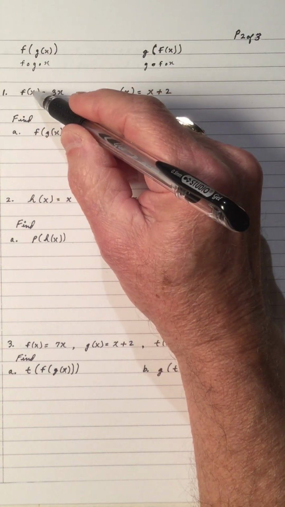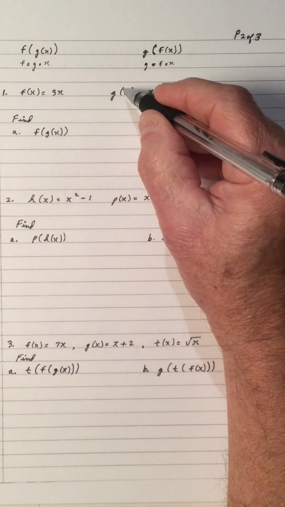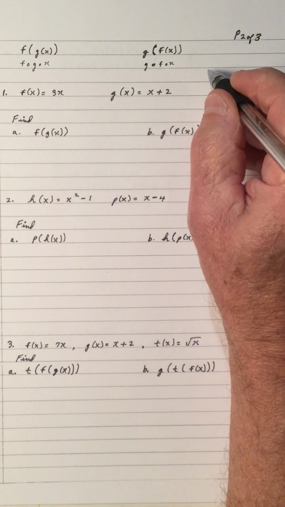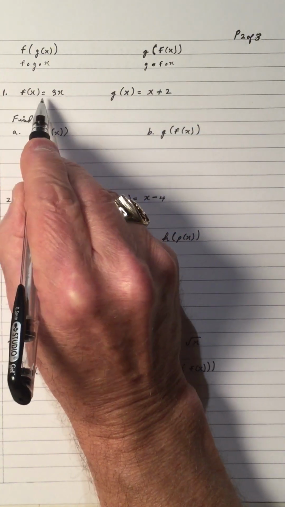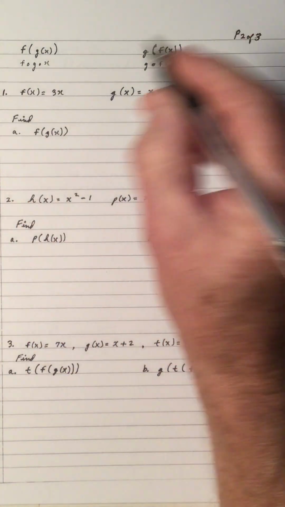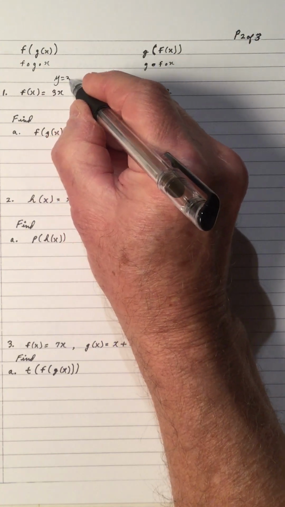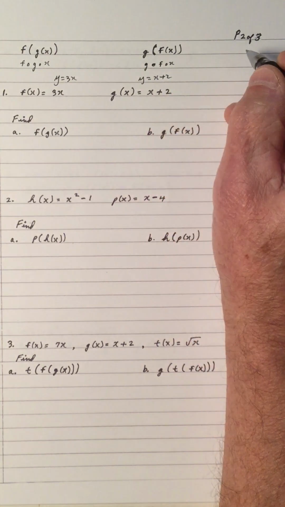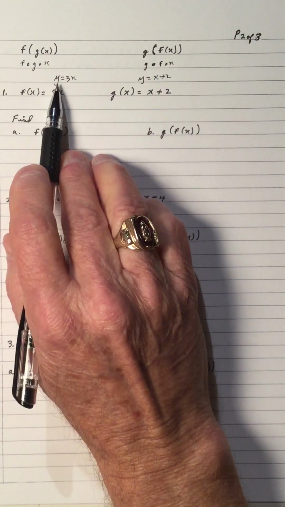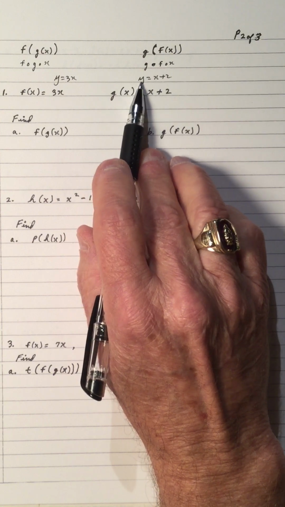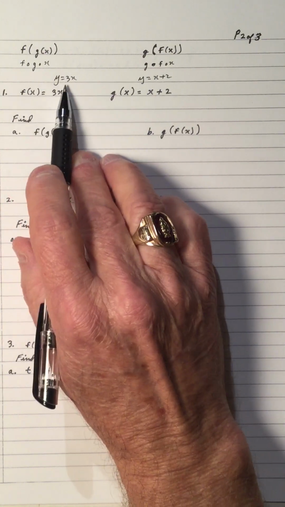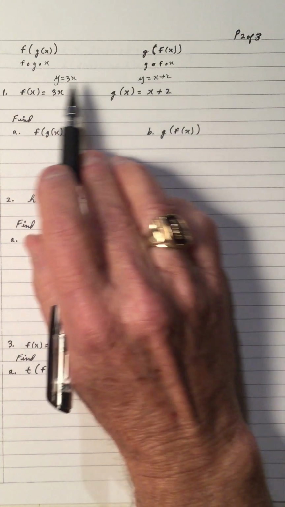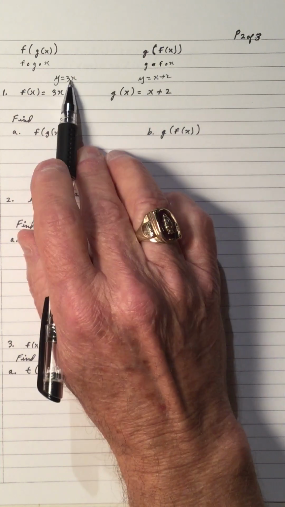Number 1, the f of x equals 3 to the x, the g of x equals x plus 2. Notice that we have two different functions. Y equals 3 to the x, and y equals x plus 2. Both f of x and g of x are a y, they're just named differently. If I said y equals 3x and y equals x plus 2, you'd look at them and say, well, which is which? They're both linears.